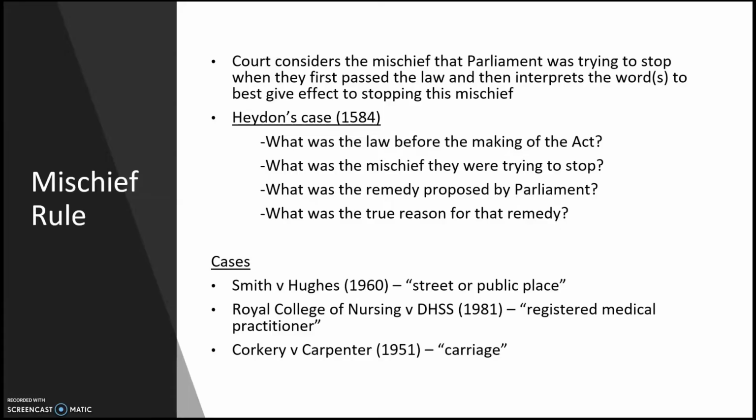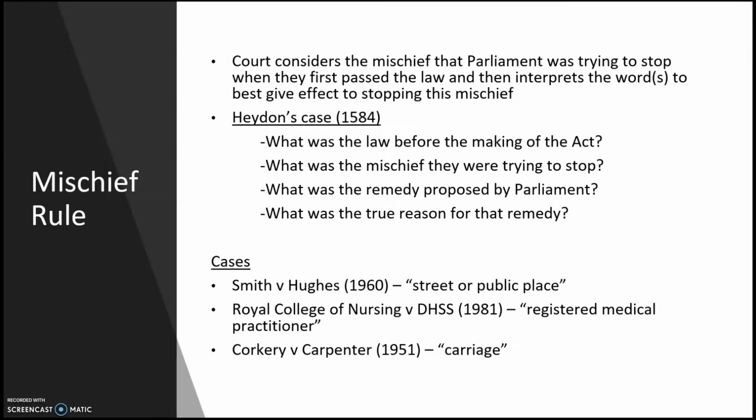What was the law before making the act? What was the mischief they were trying to stop? What was the remedy that they chose to try and stop that mischief? And why? What was the true reason for that remedy? Why did they choose that remedy to stop the mischief? And those 4 questions, if you answer those, essentially give you your answer, apparently, to applying the mischief rule.